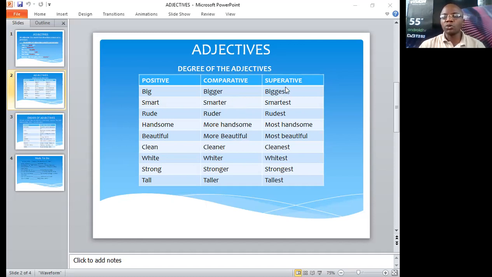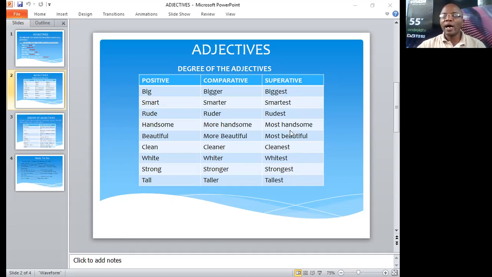I move very fast to the superlative form. Adjectives in the superlative form, just like I said, are used when we are comparing 3 or more items. Jane is big. She's 1. Between Jane and Felista, Felista is bigger, comparative. Among Jane, Felista, and Paris, Paris is the biggest, 3. So biggest is the superlative. And as you can see, we have biggest, smartest, rudest, cleanest, whitest, strongest, tallest. So the adjectives are taking an est at the end, right?